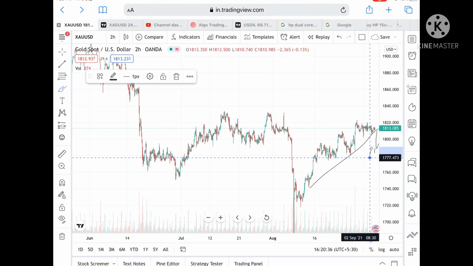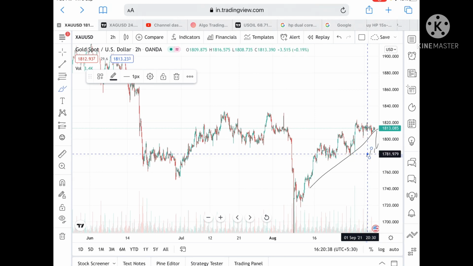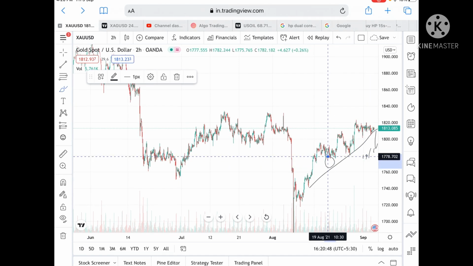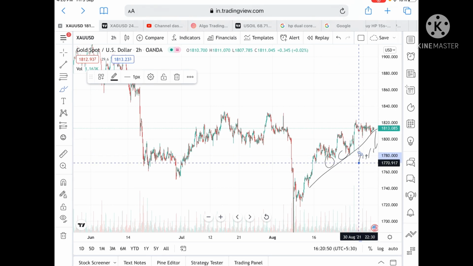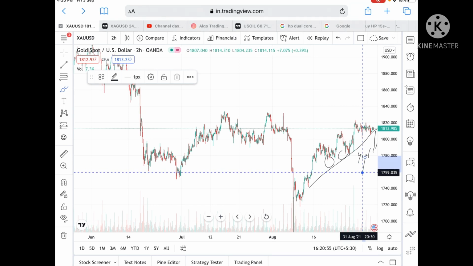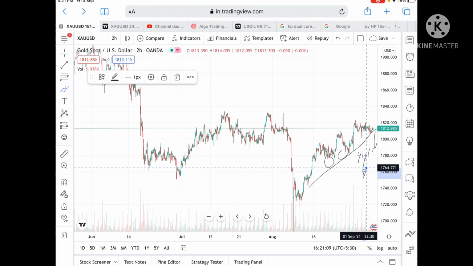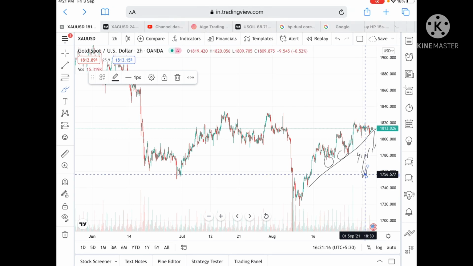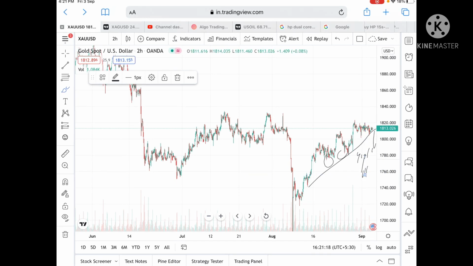Suppose this 1784 is crossed and it doesn't sustain, then there will be a possibility that it can touch a level of 1779 also, and from there we can see a level of 1776. And 1770 is already tested twice, so chances will be high that it can touch a level of 1770, and from there we can see a level of 1759. Once it comes close to this 1759, then we can see that it can touch a level of 1753 also, and after this level, we can see the trend will be on the downward side.